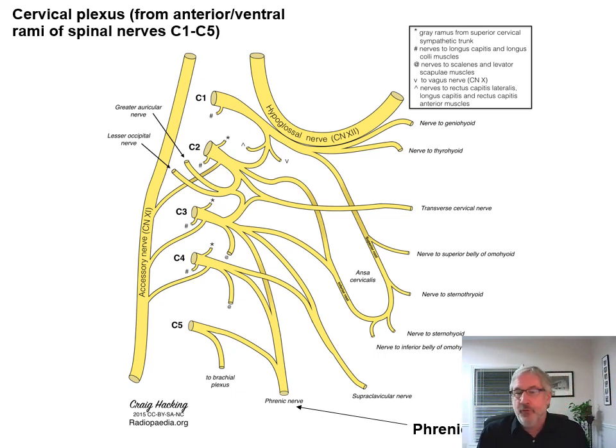We're not worried about that in this class. All I want you to know is C3, 4, and 5. Parts of those come together to make the phrenic nerve. And then part of C5 branches off and goes to the brachial plexus. So part of it goes to the phrenic nerve, and part of C5 goes to the brachial plexus. Just remember C3, 4, and 5. Parts of those nerves go to make up the phrenic nerve. Okay, next slide.